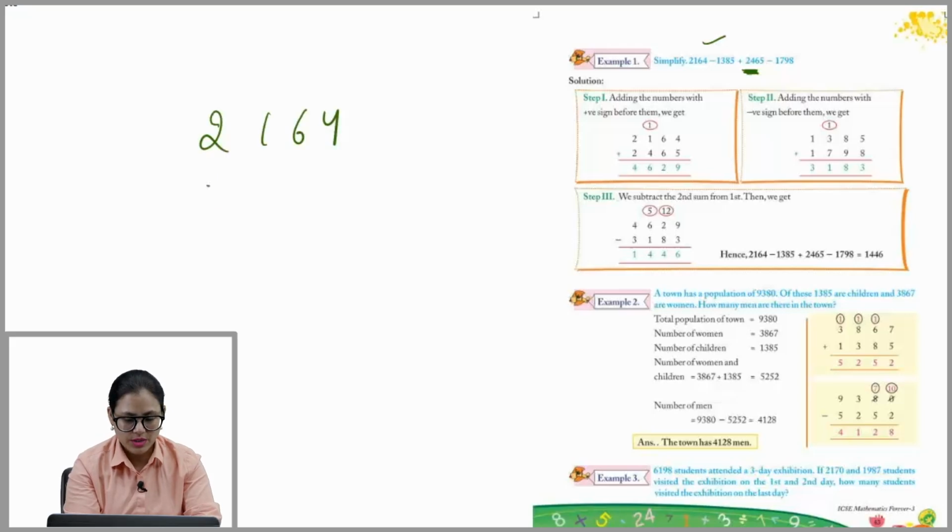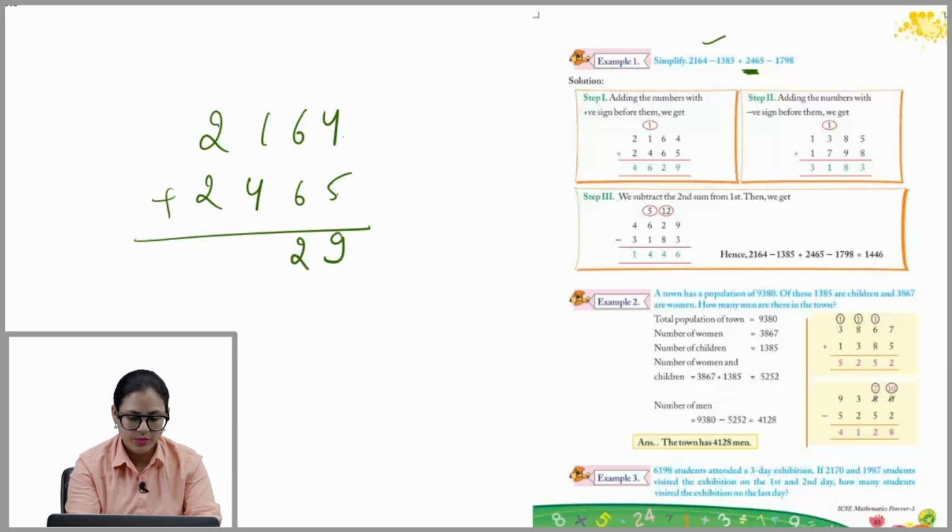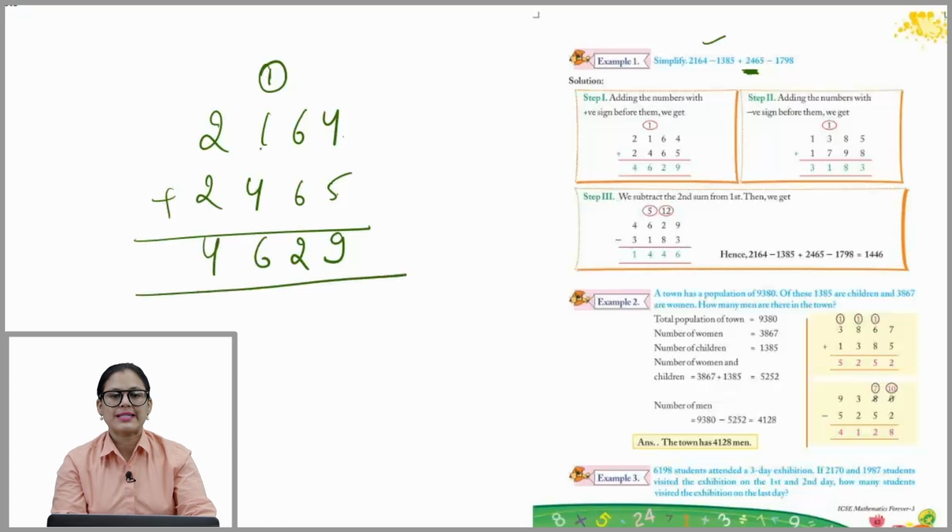2,164 plus 2,465. Add. 5 plus 4, 9. 6 plus 6, 12. 1 carry. 4 plus 1, 5 plus 1, 6. 2 plus 2, 4. 4,629.